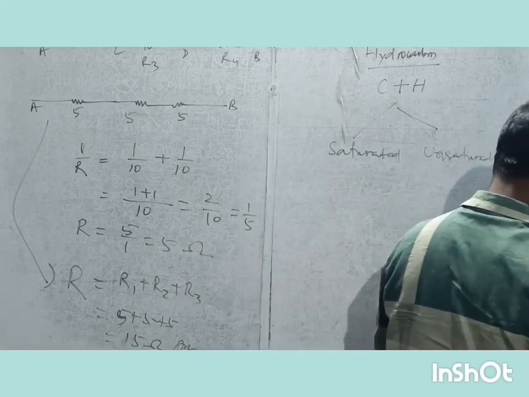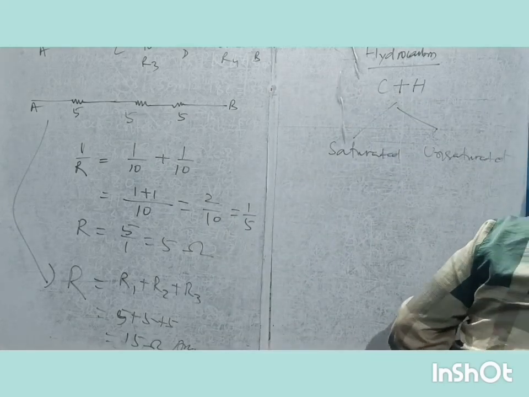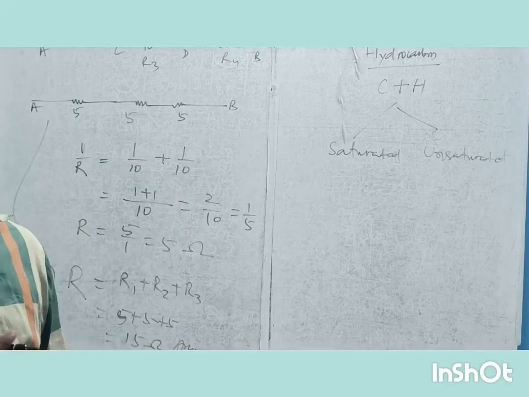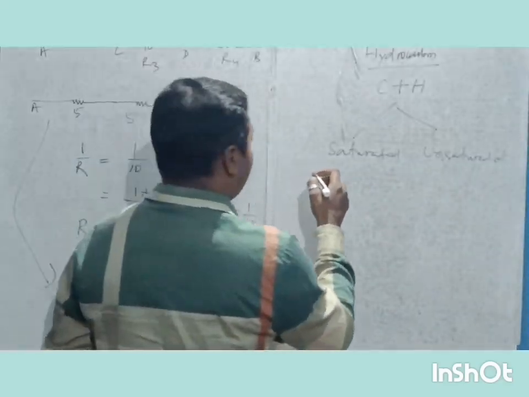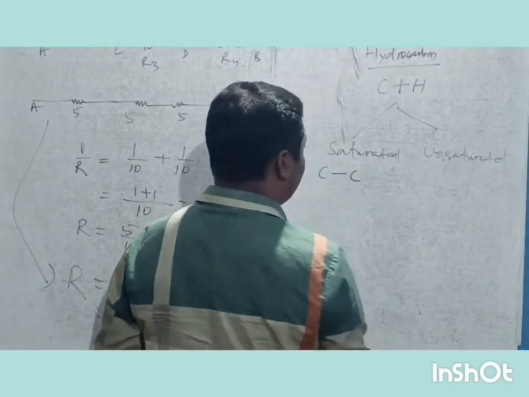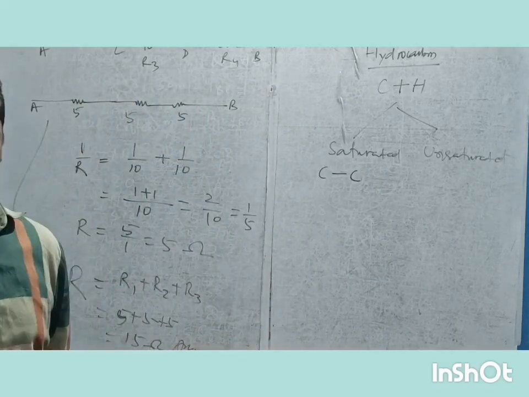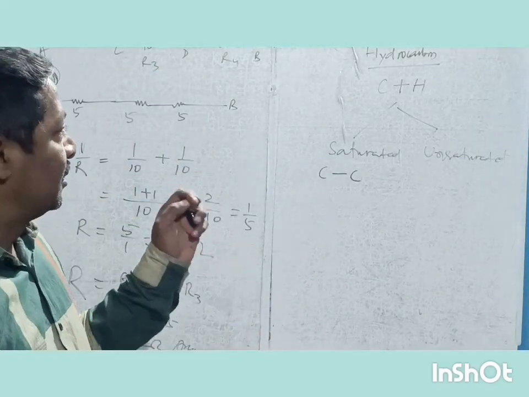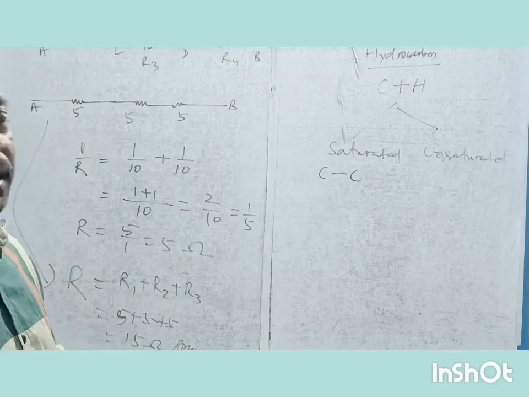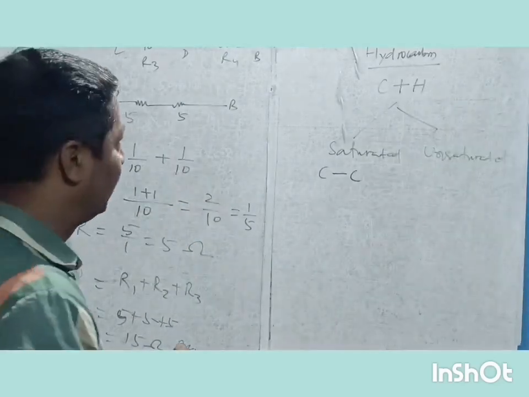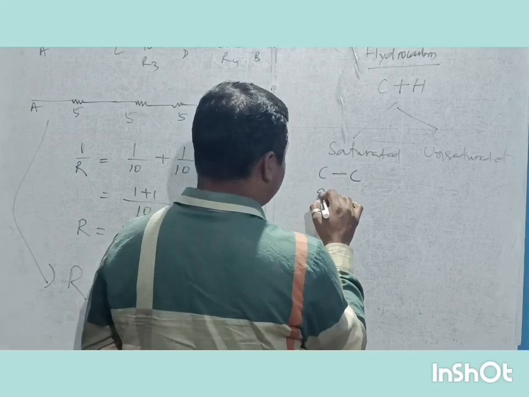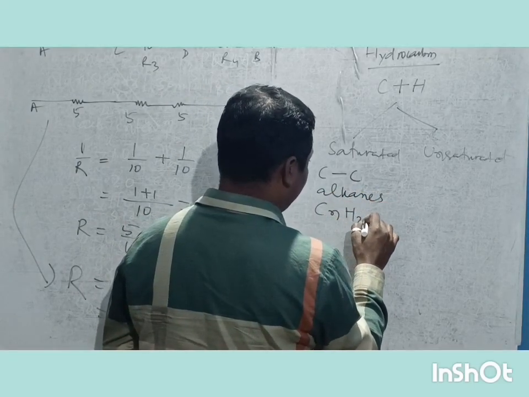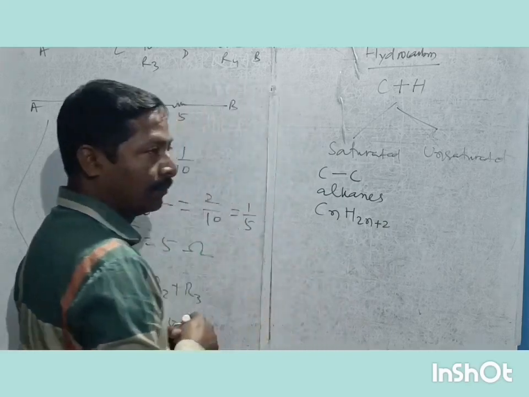Unsaturated hydrocarbon. Okay. So what is saturated hydrocarbon? I have already told in my previous video that the compound formed by carbon and hydrogen having only single bonds between carbon atoms is called a saturated hydrocarbon. This is called alkanes, and the common molecular formula is CnH2n+2.